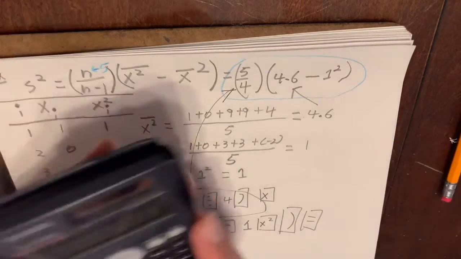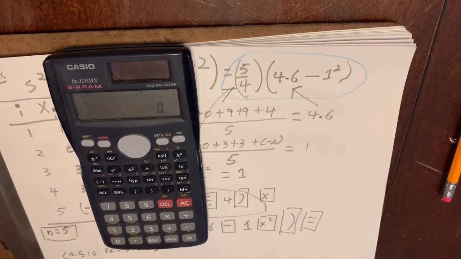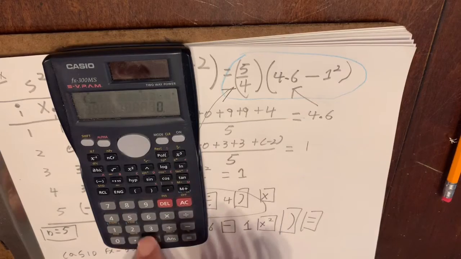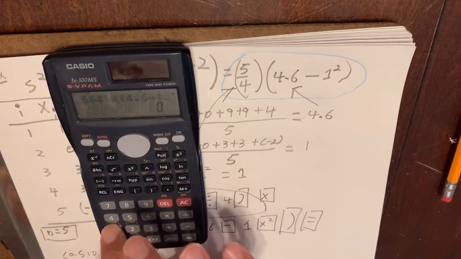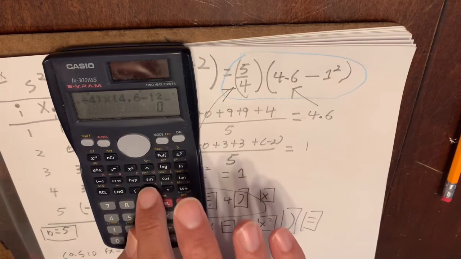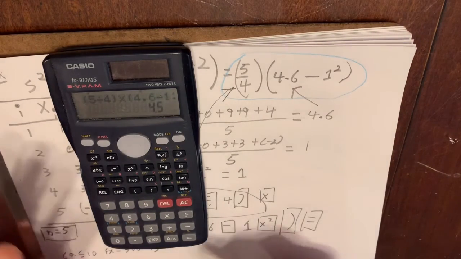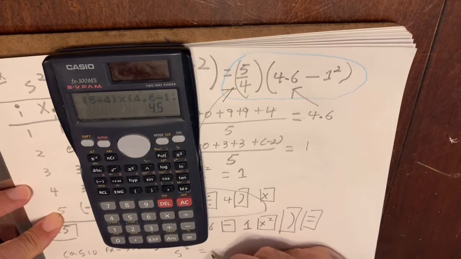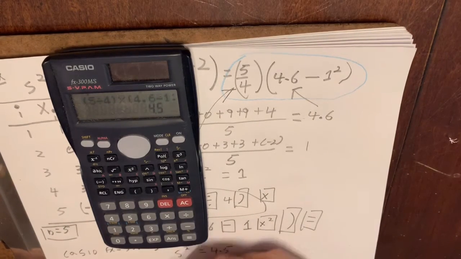So let me put this in, and I'll put this in for you. Let me make sure it is in the frame. Okay, so we're going to go parenthesis 5 divided by 4, close parenthesis, times parenthesis 4.6 minus 1. Hit the x squared button, even though you don't need to in this case, because 1 squared is 1. Close parenthesis, and then the equals button. And we get that the sample variance is equal to 4.5. Now, I want to be clear that this is the sample variance.